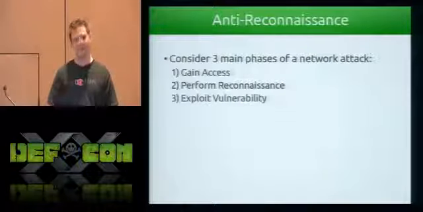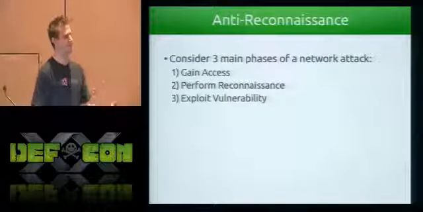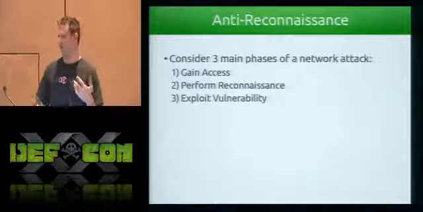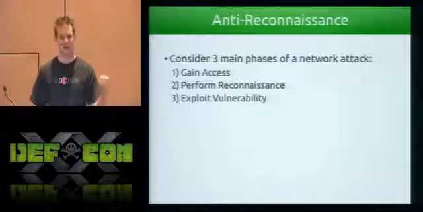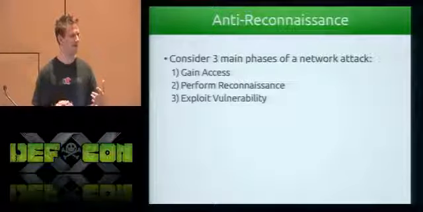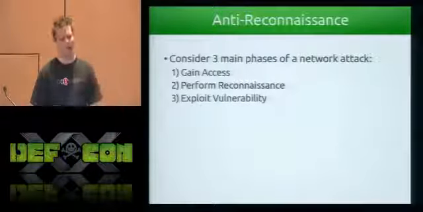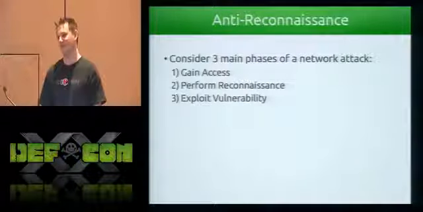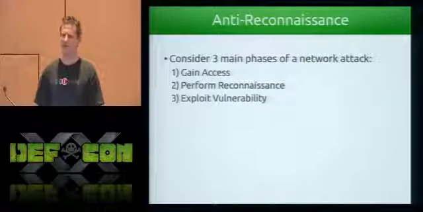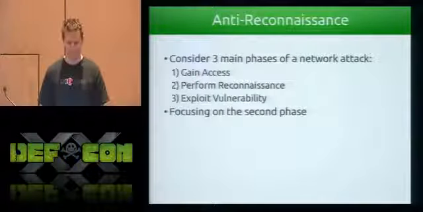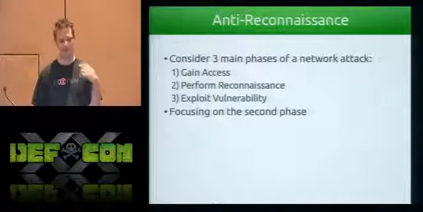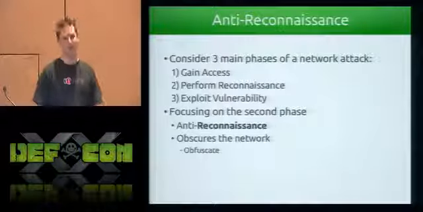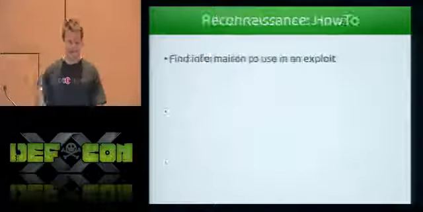Then step 3 is exploiting the vulnerability, exploiting something bad about the network that you found in step 2. One thing I'm going to try to assert, but I don't have the time to really justify right now, is that step 2 doesn't get a whole lot of attention within our community, for whatever reason. Step 1 obviously has a lot of attention, preventing access to a network. Step 3 certainly has a lot of attention, but people just kind of give up on phase 2, and assume that reconnaissance has been done. So we're focusing exclusively on the second phase, not 1 and 3. It's anti-reconnaissance. We're talking about obscuring, or more specifically, obfuscating your network.